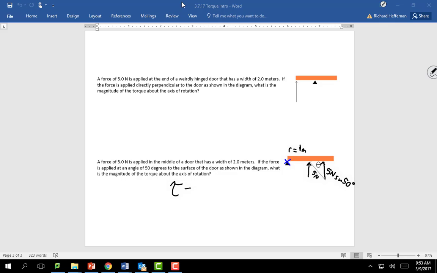When we find our torque, I'm not going to write out the equation. What do we get? 3.83 newton meters, positive or negative? Positive. Why? It's trying to make it spin counterclockwise, so positive.